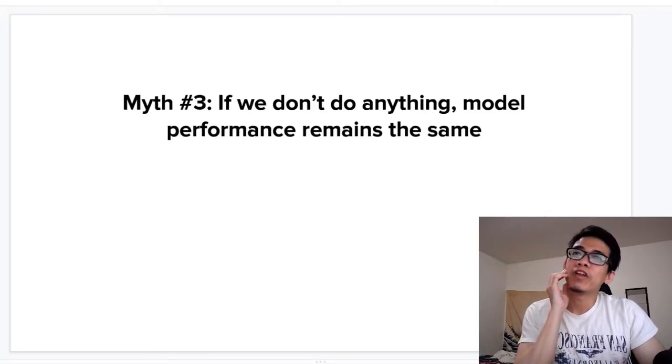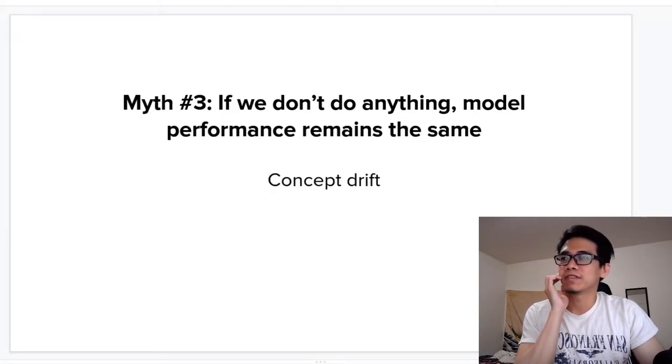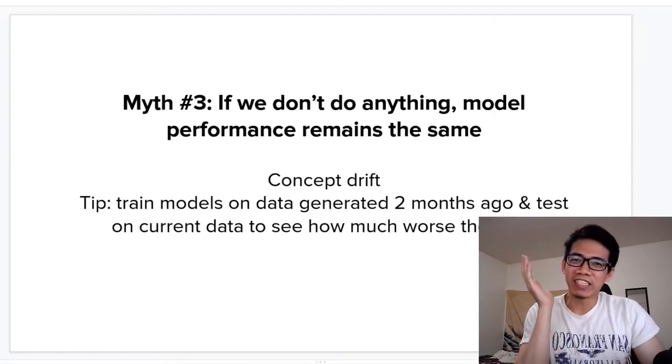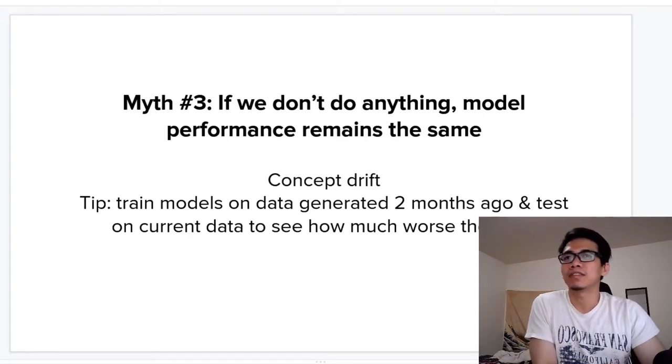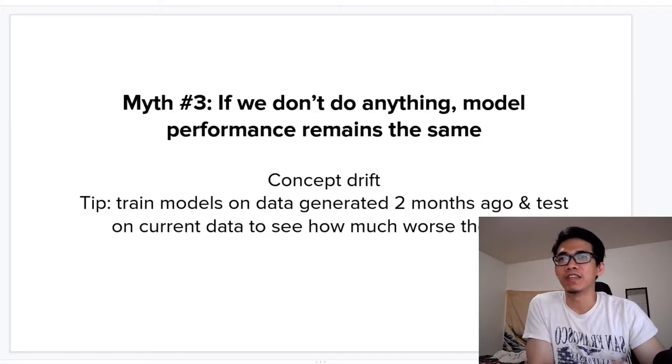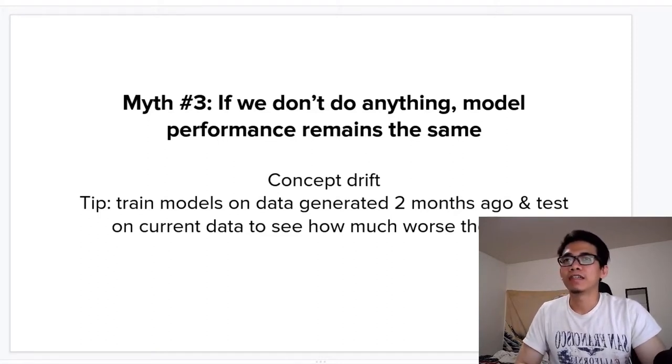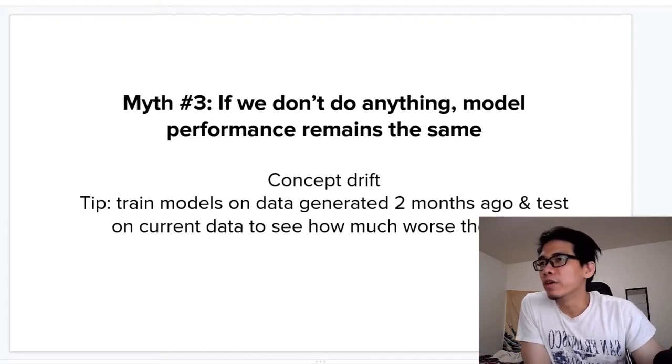Myth number three: if we don't do anything, model performance remains the same. Concept drift. Train a model on data from two months ago and test on current data. Actually, I guess it depends on the application. If you're doing face detection for your phone or digital camera, a face doesn't change that much over the year, I think. Or if you classify dog or cat. But if your application is, say, to predict stock price, then sure, the performance will change.